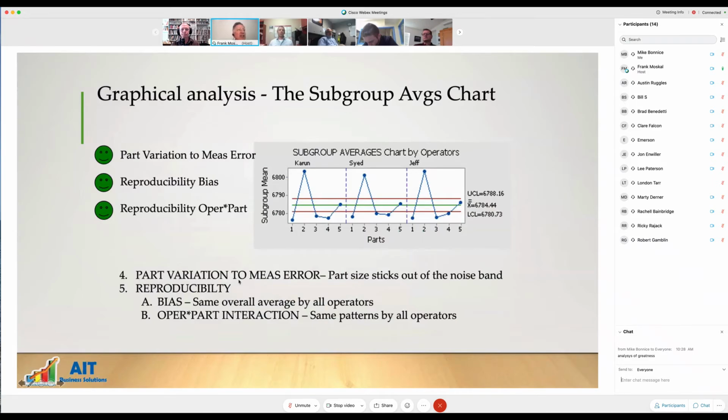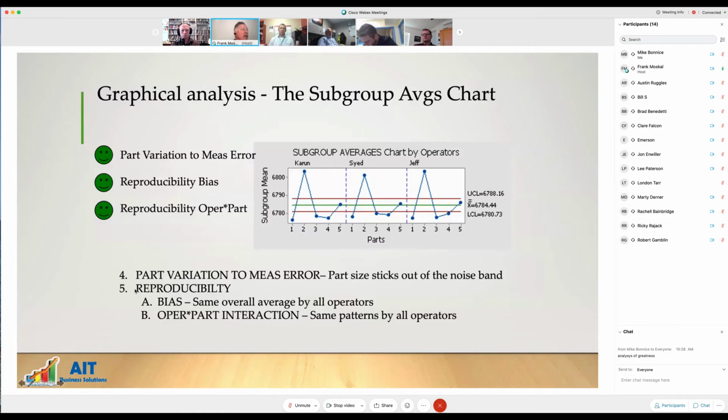All right, so when I'm up in the averages chart, I'm going to look at item number 4, part variation to measurement error. I want to see that the parts stick out, right? And from class, you may recall I say, do they stick out like a sore thumb, right? Those parts should stick out way above the repeatability noise band that we see here, okay?